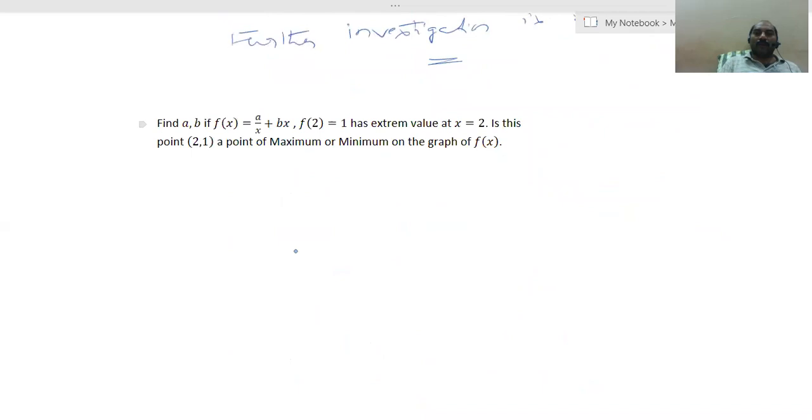Immediately, here f of x is given as a by x plus b into x. Now f dash x is minus a by x square plus b. What are the roots? Second step onwards, you must start with f dash x: find f dash x immediately and solve f dash x equal to 0. Minus a by x square plus b equal to 0.